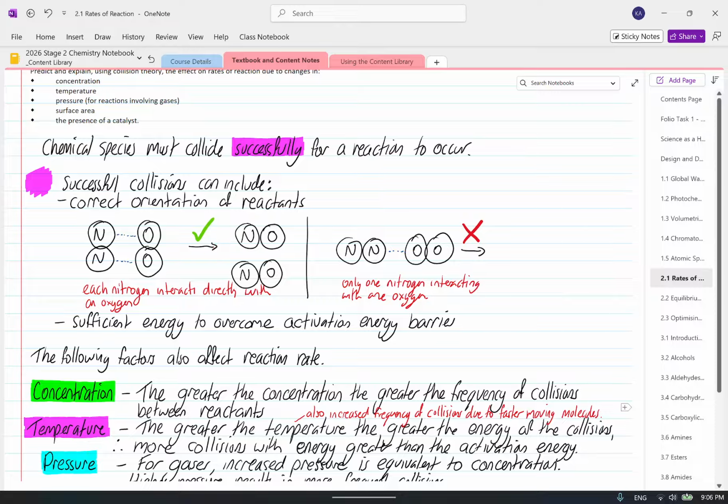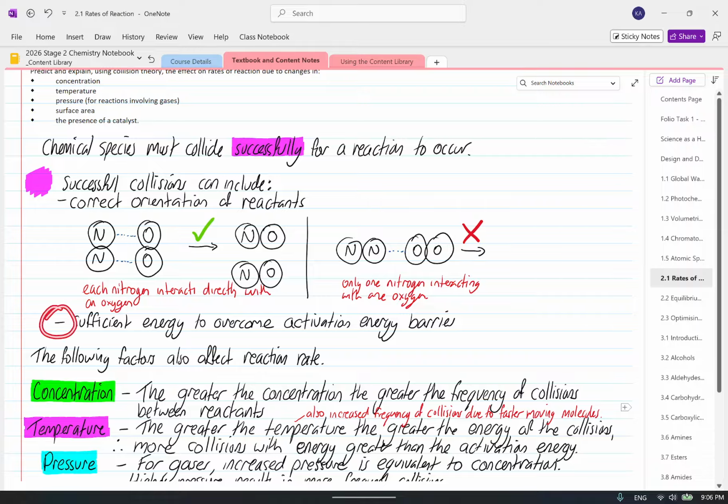Therefore, we don't only have to have them colliding more often. For a reaction to happen faster, they have to hit together more often successfully. Now, the second bit that makes them successful is this bit here.